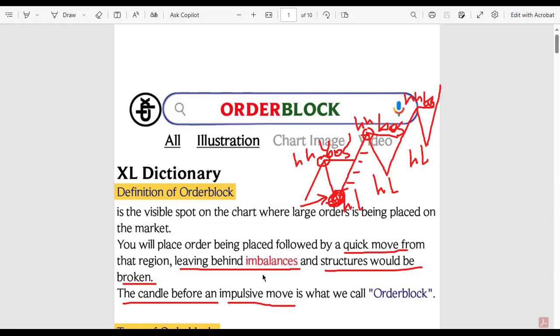Okay, it's just the same as what I was explaining here about how you can look for an area where there are large orders being priced in the market.